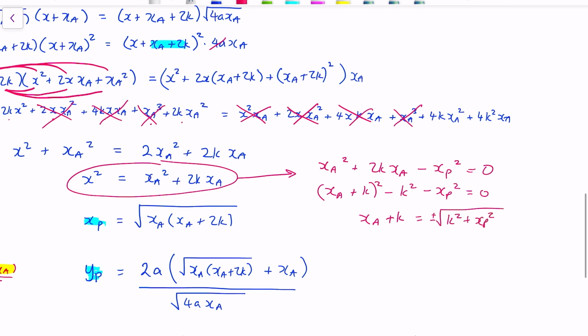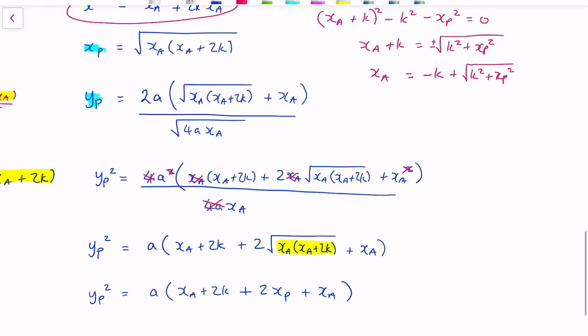Plus or minus, but we're going to take the positive root there, and then I've got xa is equal to minus k plus... Think about why I took the positive root. So that there is my x value, a, which is my variable in terms of xp.